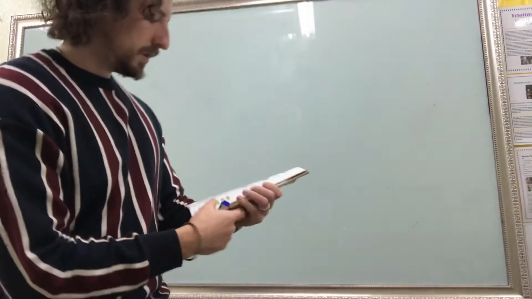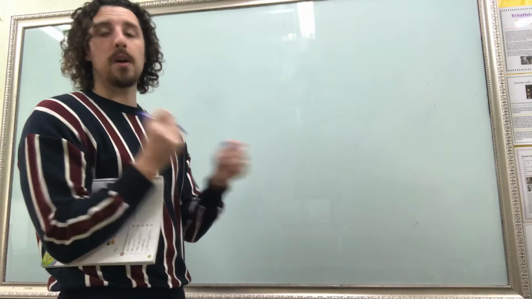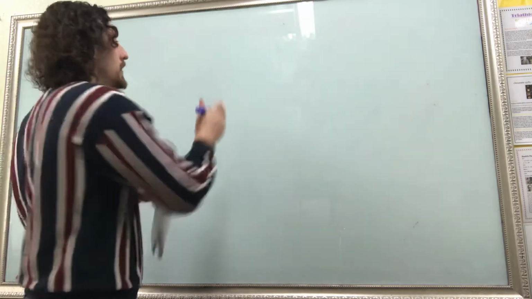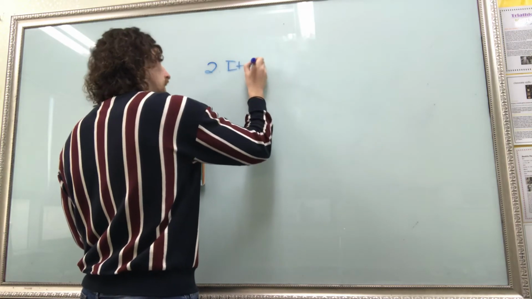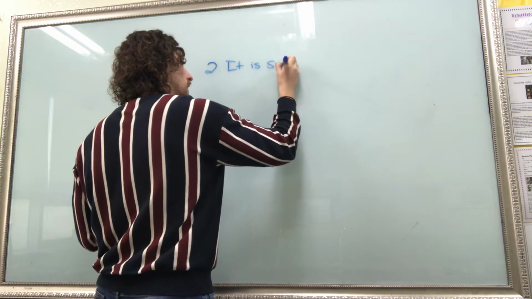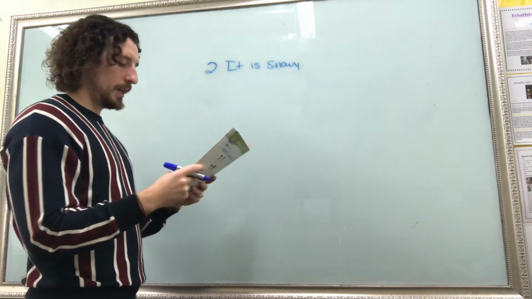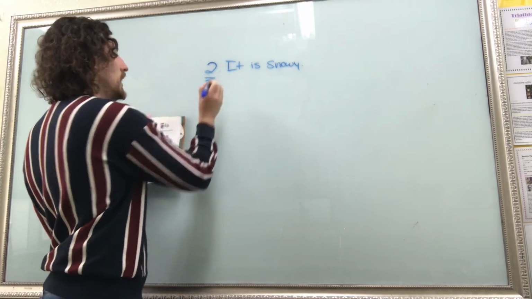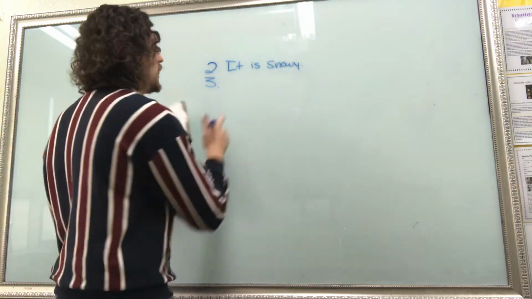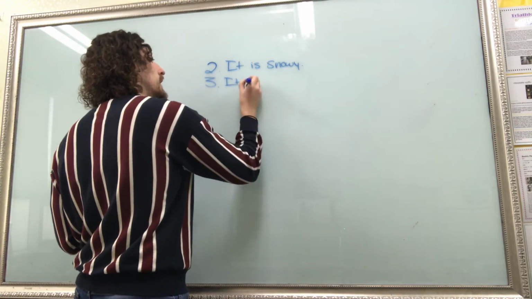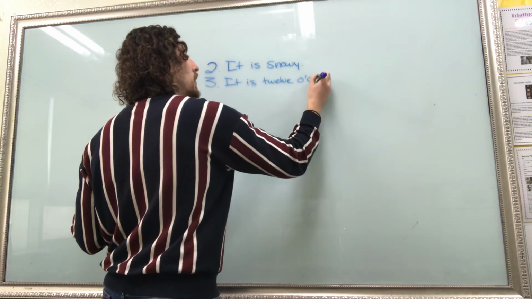So the first one is already done. It is winter. Now number 2 is asking for the weather. So for number 2, we always do the same thing. It's always it is snowy because there is snow outside, okay? It is snowy. Now let's look at the time. If we look at the clock on the wall, it is 12 o'clock. So we're going to say it is 12 o'clock.